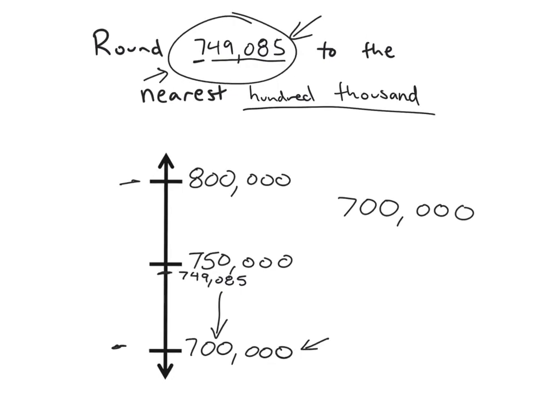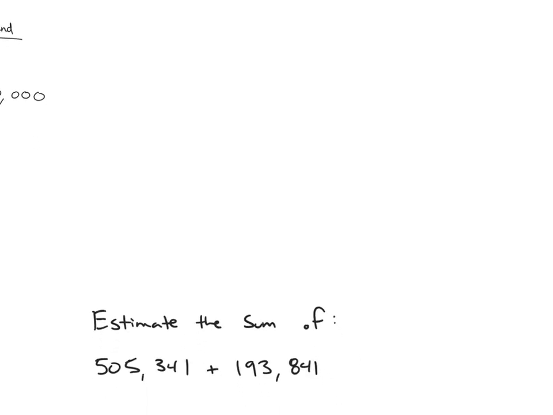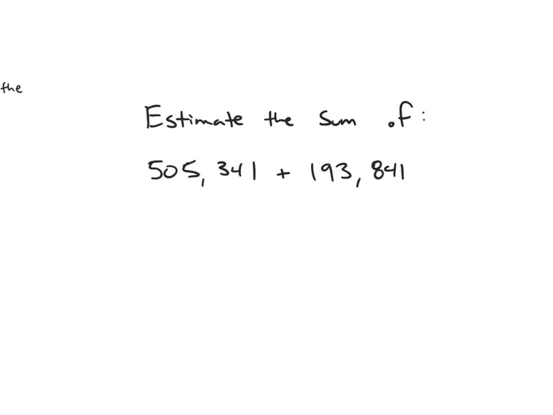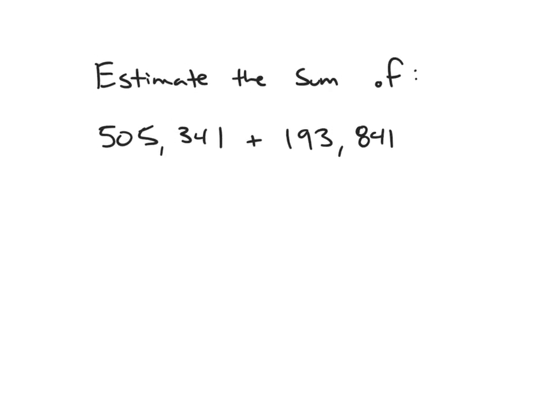So using these skills, it gets us to the point where we're able to do something which is really, really helpful in math, which is to estimate for addition and subtraction. And so I'm going to show you how you can use this rounding skill to help estimate and find an approximate answer for an addition sentence that has some pretty big numbers here. So I'm going to estimate the sum of 505,341 and 193,841.